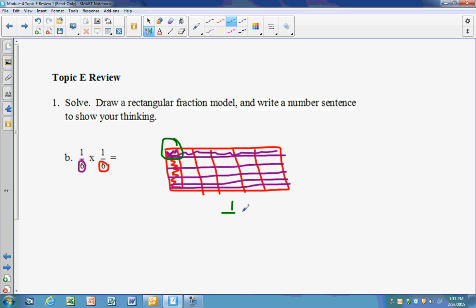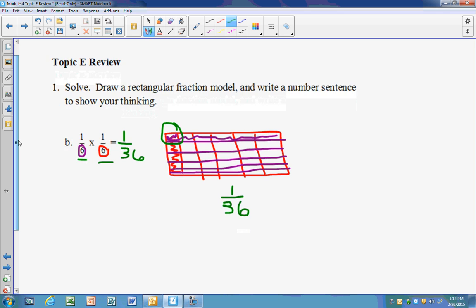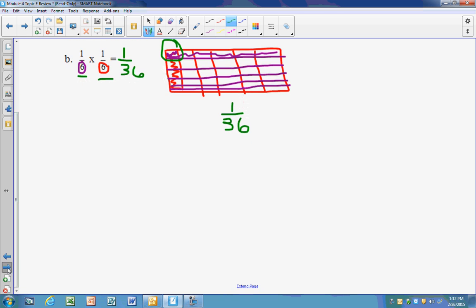So 1 out of all of the squares that are there, which is 36, 1 out of 36 is double shaded. And if I multiply straight across, 1 times 1 is 1. And then I see right here that 6 times 6 is 36. And so my answers match. So that's my number sentence, and it's my rectangular fraction model drawing.